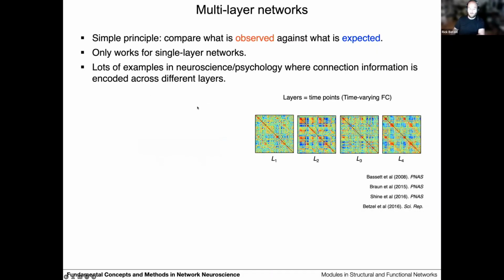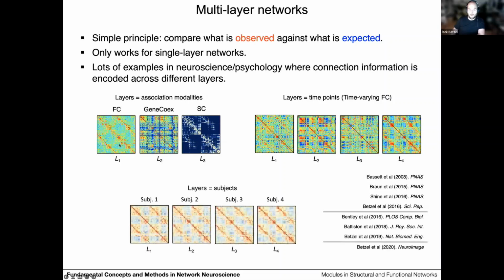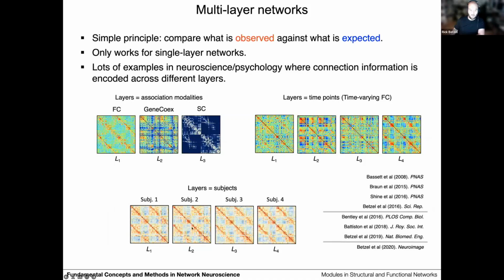The layers could also correspond to different association modalities. What I mean by that is we could talk about how strongly 2 nodes are connected functionally, structurally, or on the basis of the similarity of their transcriptome profiles or gene co-expression. So there are 3 different layers that encode different connectivity modalities. The layers themselves could also correspond to different individuals. We could have a layer per subject, in fact. This is just a subset of the possibilities, but there are lots of cases where connectivity information is not concentrated in a single layer, but is distributed across many.